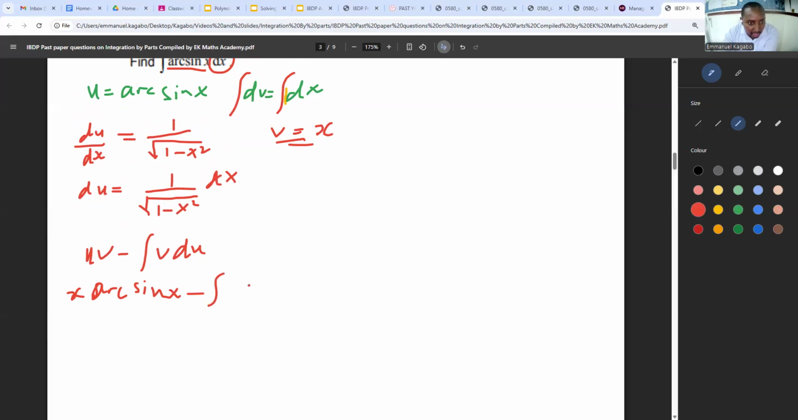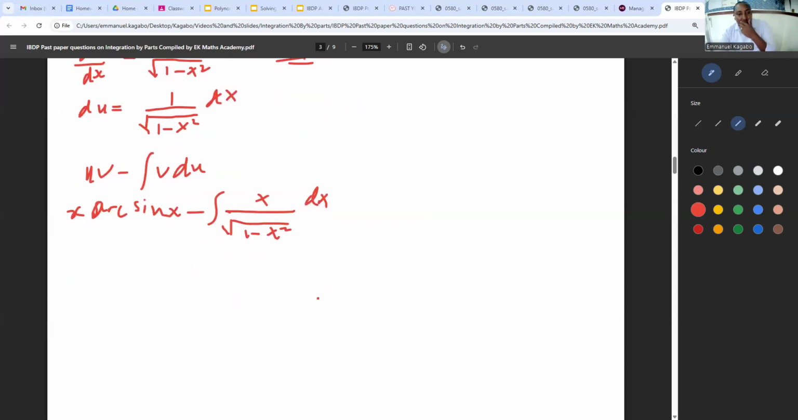Minus integration of v. v is x. What's my du? It's this one times this. Because from the formula, it's v, which is that, times the du. And this is my du. So it's going to be, if I can write it very well, square root of 1 minus x squared dx. Okay?